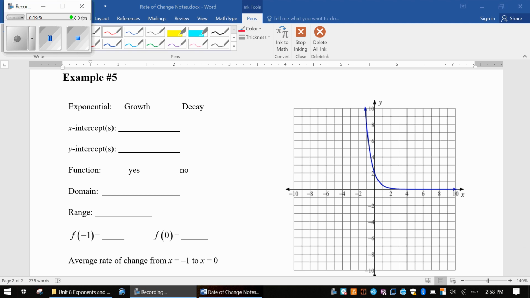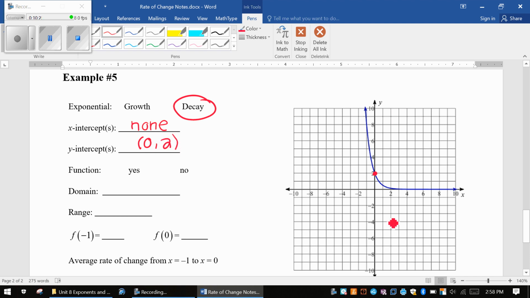All right, so finishing up this last example. When you look at this graph, the graph is falling from left to right, which tells me that it is decay. Your x-intercept, you do not cross the x-axis because it's an asymptote, so here we say none. Your y-intercept, (0, 2).